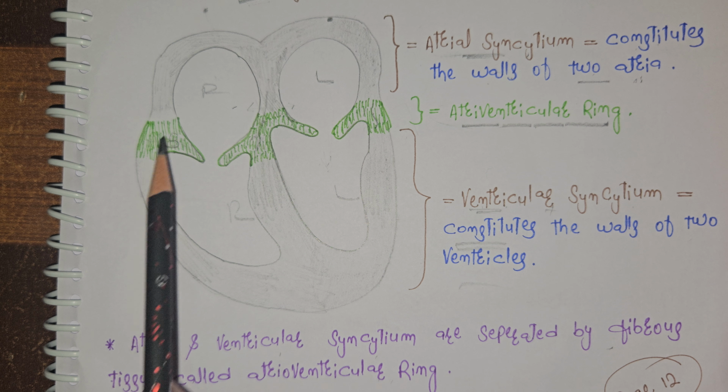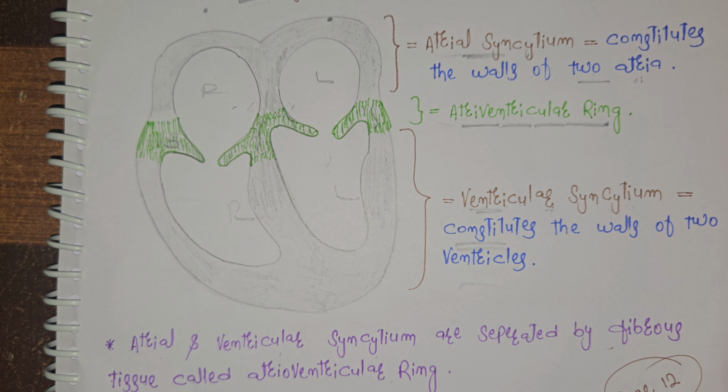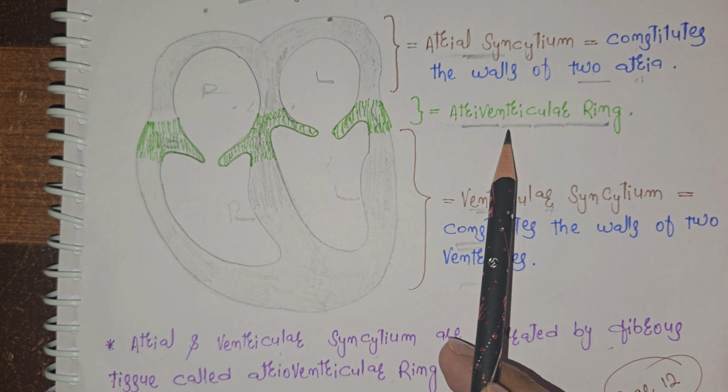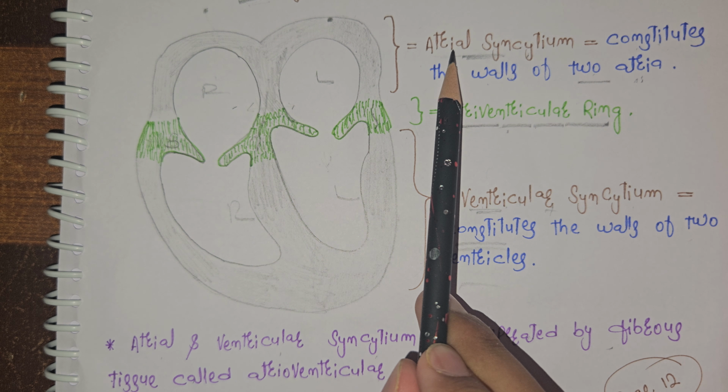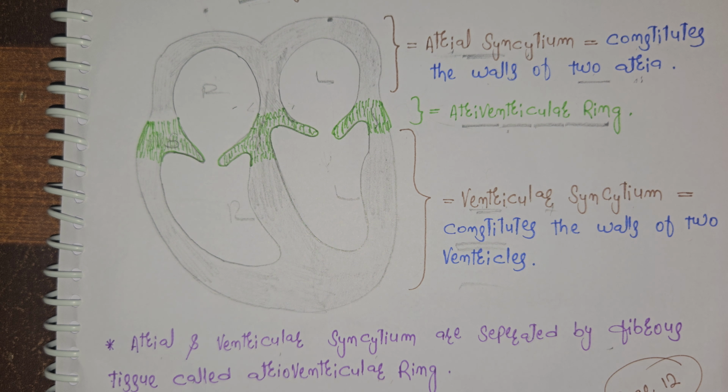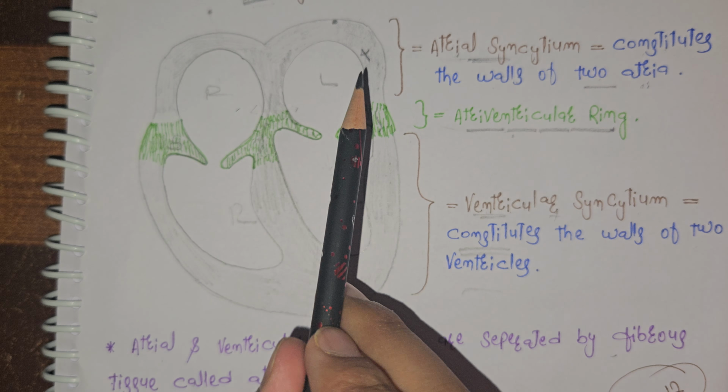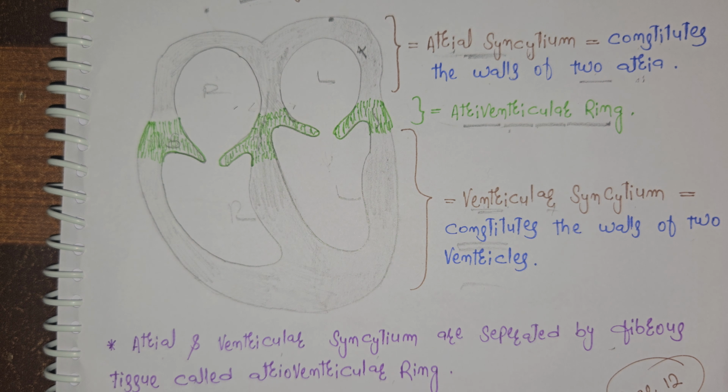We have a fibrous tissue. This is in green color. What is the function of this fibrous tissue? It does not allow the atrial impulses to go into the ventricles. So whenever the atrium contracts, it does not allow that contraction to go into the ventricles. Is that clear? Simple.